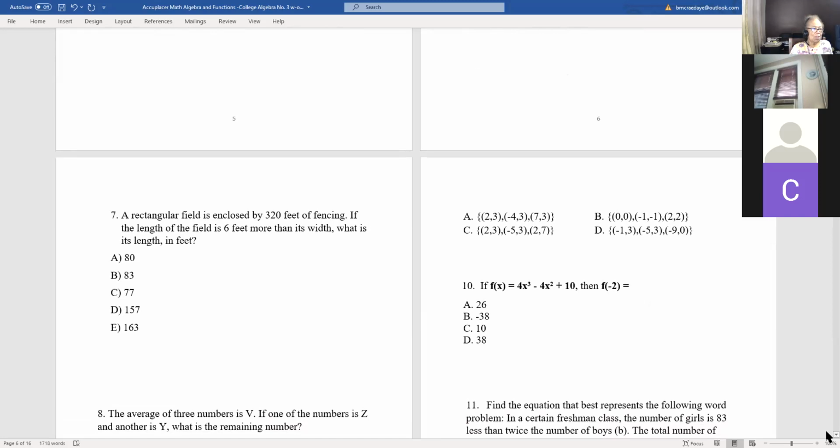Now, when you say 320 feet of fencing, you're talking of what? Perimeter. A rectangular field is enclosed by 320 feet of fencing. If the length of the field is 6 feet more than its width, what is the length in feet? Now you're talking perimeter. And perimeter of a rectangle. Remember the formula?